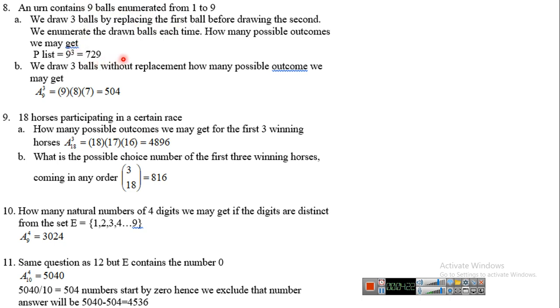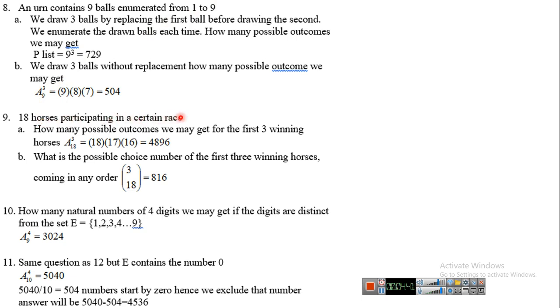We draw 3 balls without replacement. But since the balls are enumerated, it's a number. It's a 3-digit number. We all know order is important. So it is an arrangement 3 out of 9. It's not a combination.